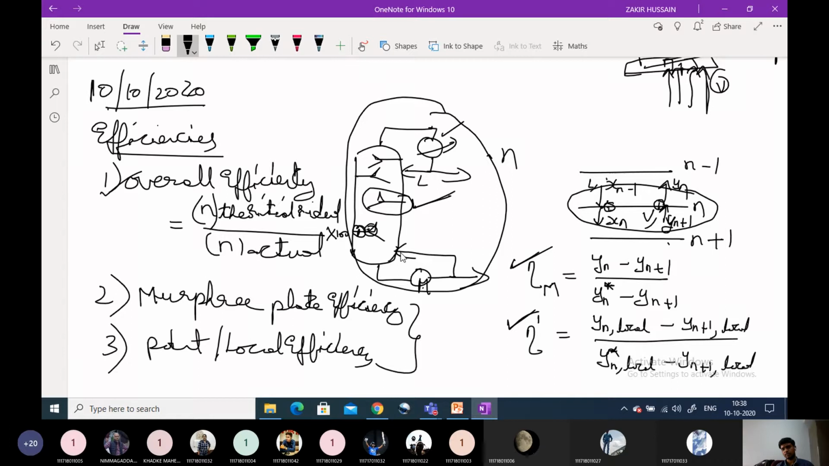When they are asking about explain the types of efficiencies, we have to define that there are three efficiencies, of which the first efficiency is defined throughout the overall column with respect to the number of plates. N theoretical plates, or ideal plates, or the equilibrium plates, divided by N actual or practical plates, into 100 is called the overall efficiency.